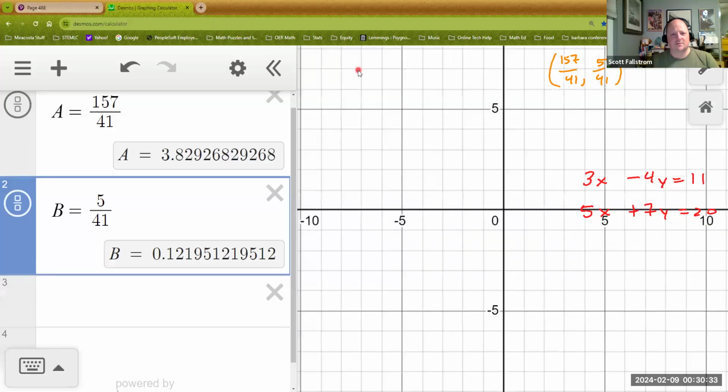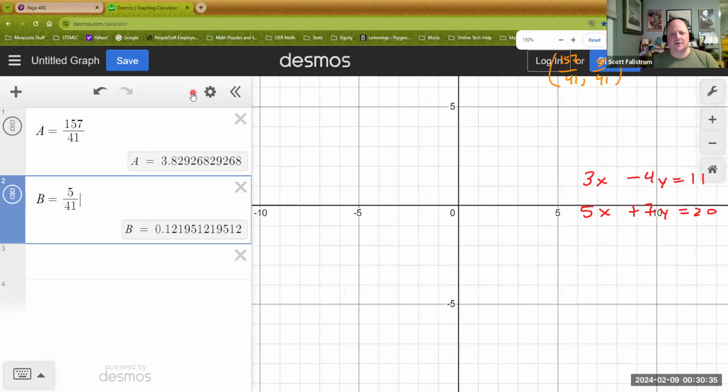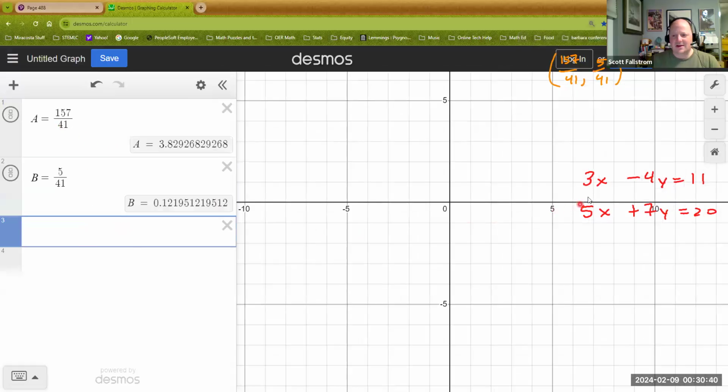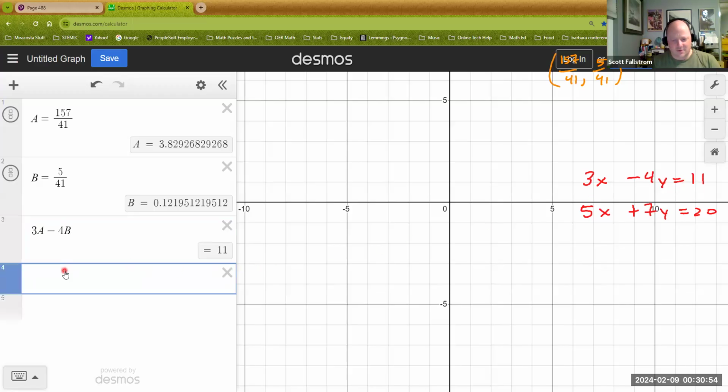And I'm not sure why I'm zoomed in so much, but let's see if I can bring it back just a little bit. There we go. 157 over 41. Now, see your equation right here? Just write it out. I have 3 of the A things minus 4 of the B things. And 3A minus 4B gives me 11, and that's what I should get. Now the other one gives me 5 A's plus 7 B's, and I get 20. So yeah, it checks out perfect.